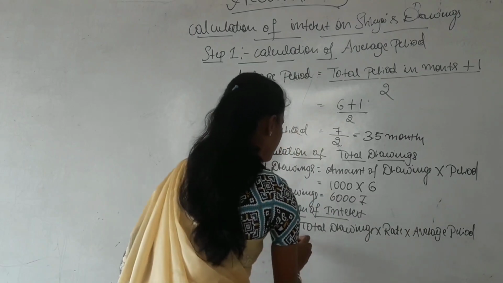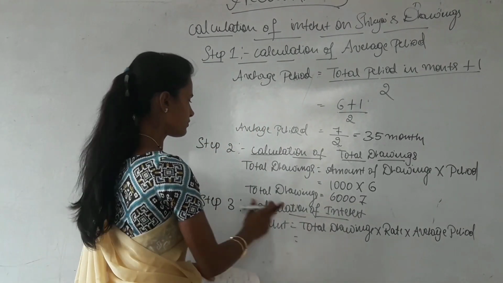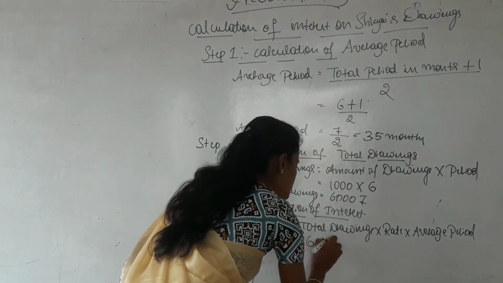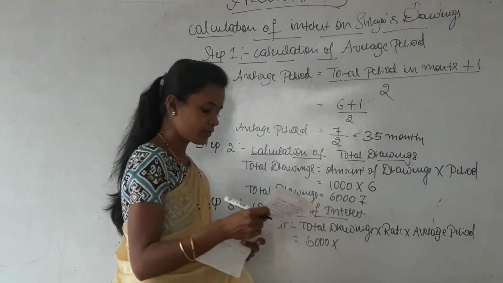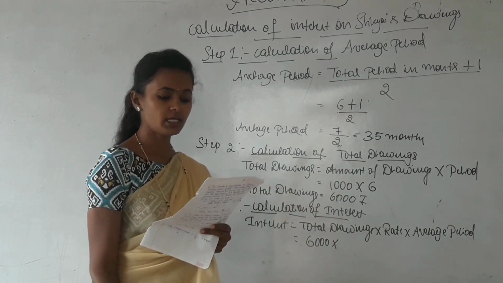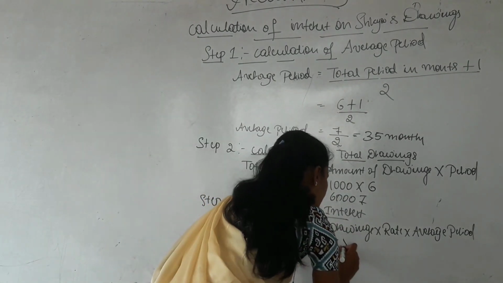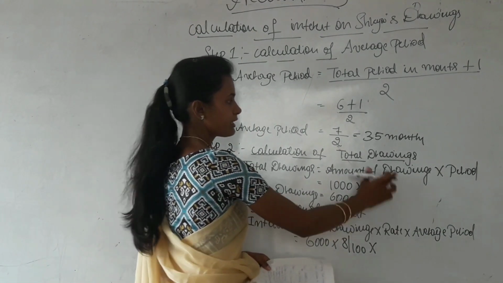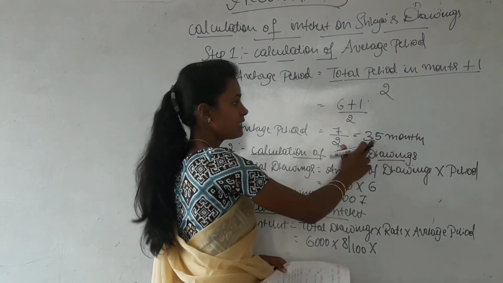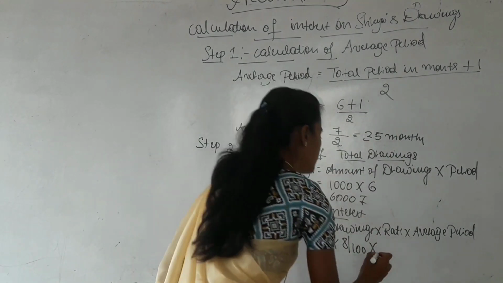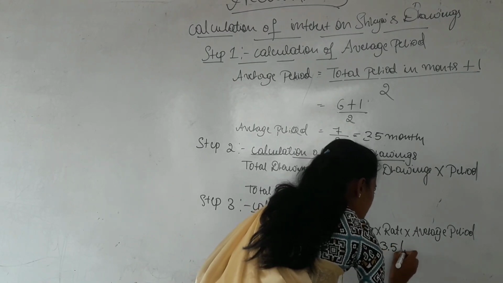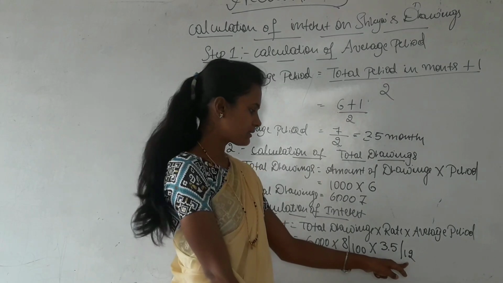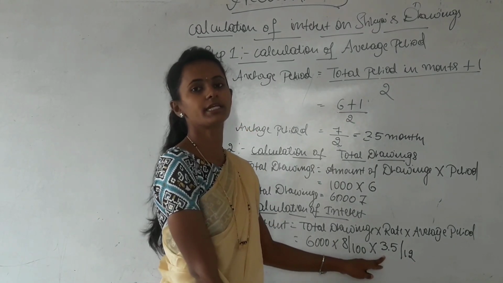Total drawings we have from step 2 is 6000. So I am writing 6000 into, and the rate in the question is given as 8% per annum, that is 8 divided by 100 into, and the average period we got in step 1 is 3.5 months. So 3.5 divided by 12, because in a year we have 12 months, and in that 12 months our average period is 3.5 months.